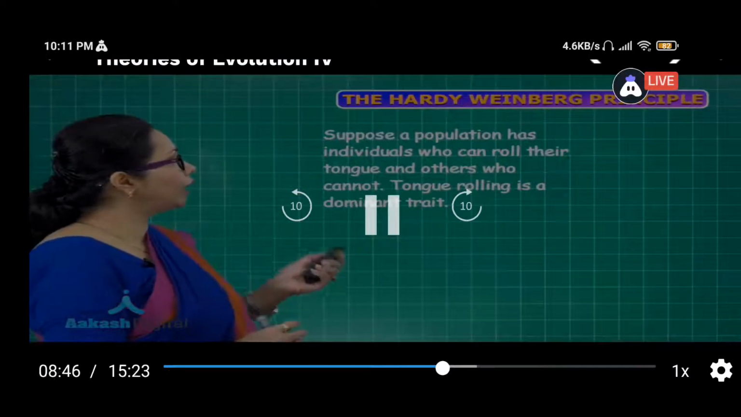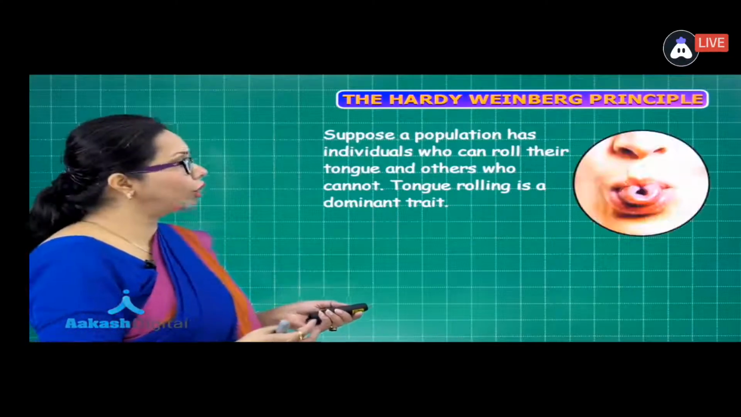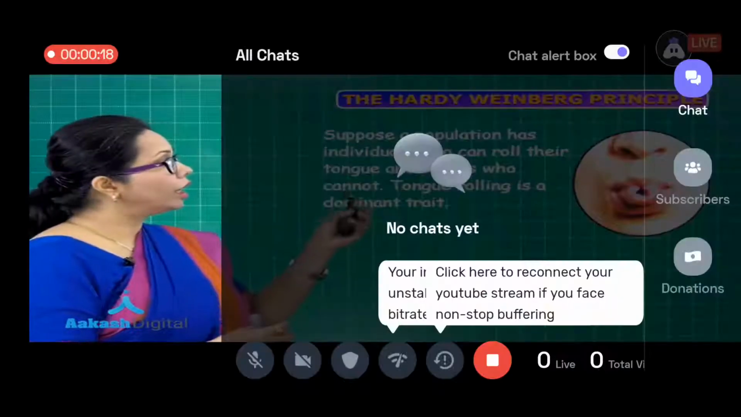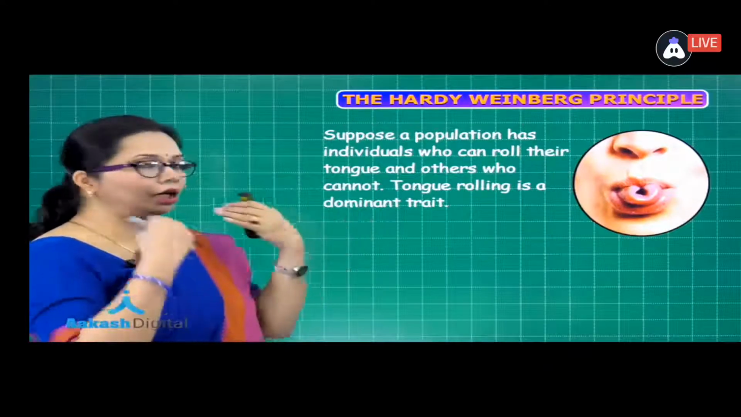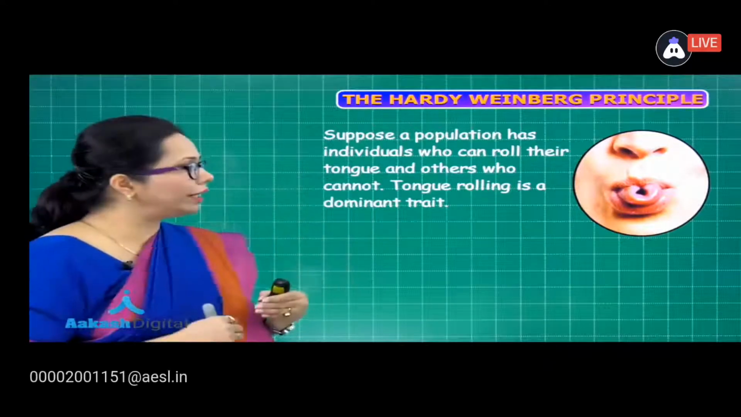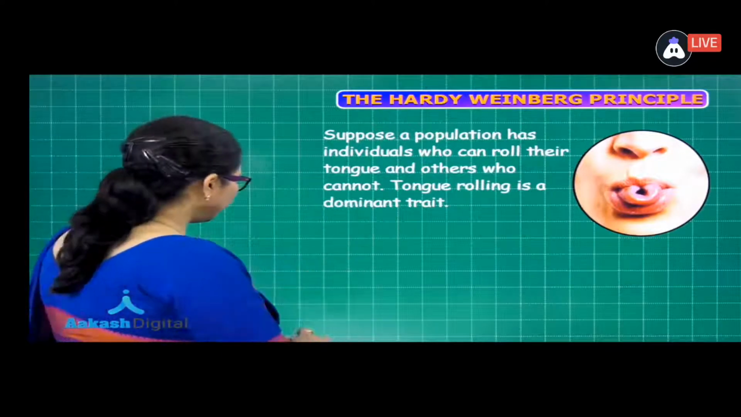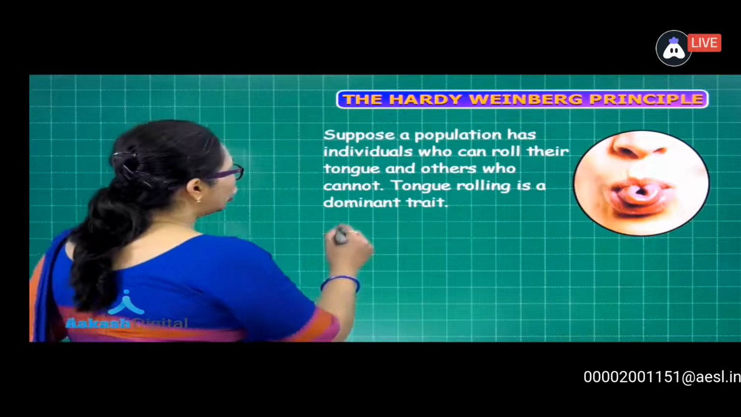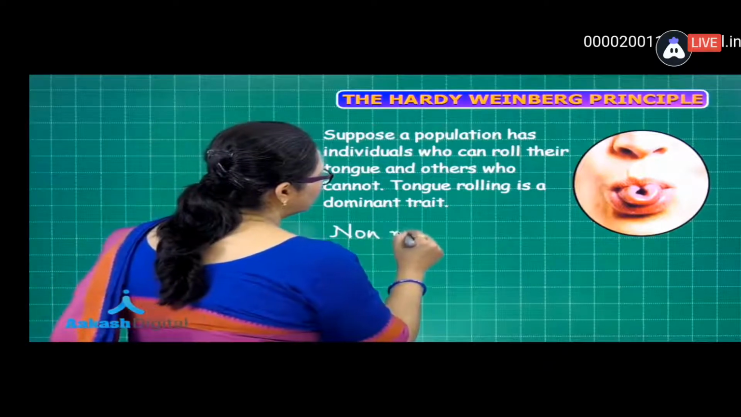Now, tongue rolling is a dominant trait. So, there would be tongue rollers and non-rollers. This is how tongue rolling appears. The people who can roll their tongue, the lateral sides can be folded inward, and that's what is tongue rolling.